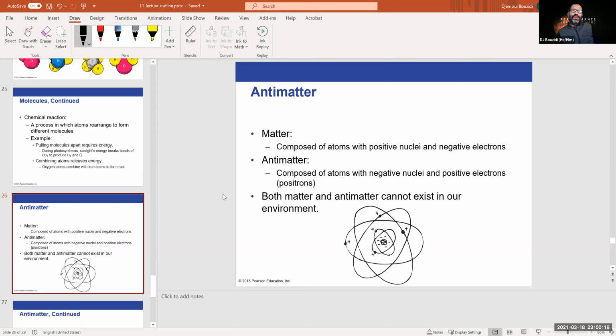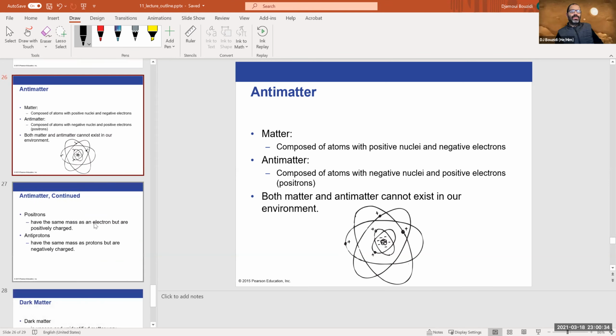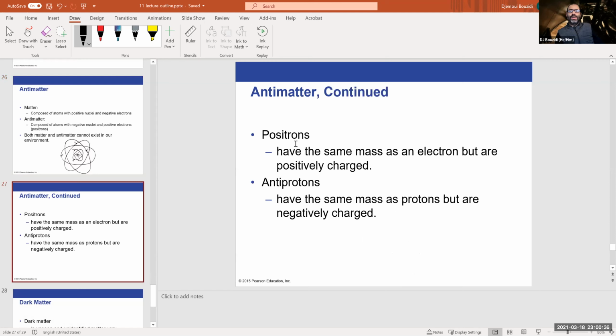So antimatter, if it exists in this universe, it must exist in a different region of this universe, because if it meets matter, they basically will cancel each other and go into gamma rays, which are super high energy electromagnetic waves, like light, okay? So positrons have the same mass as an electron, but are positively charged. This was one of the things that was a hypothesis until it was confirmed in a laboratory. It was a major thing.